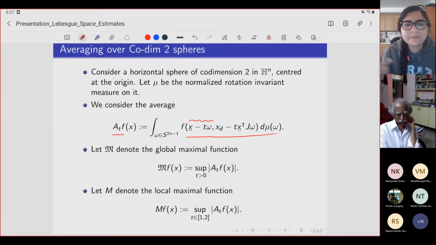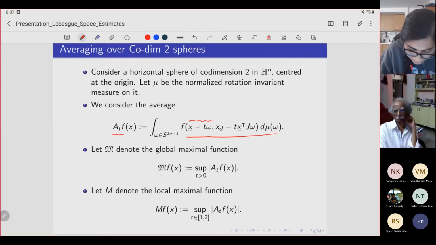And then when I say maximal functions, the most obvious choice might be to look at the global maximal function, where you take the pointwise supremum of the action of A_t on f for all radii t. So supremum over all t greater than 0. This is the global maximal function, which I will always be denoting by fraktur M.